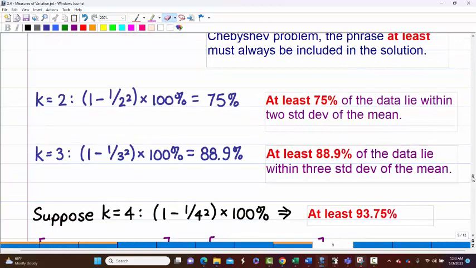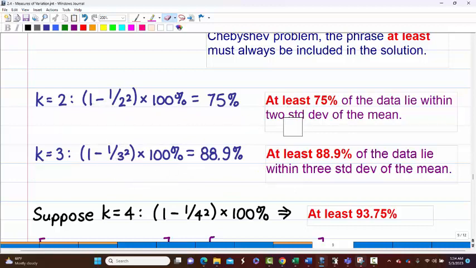Now here it is for 2 and 3. I did the calculation for 4, but I can tell you that anything in the homework or on an exam, I'm either going to use 2 or 3. I'm not going to use anything other than that. But now you don't have to make this calculation. Now you know when it's 2 standard deviations, it's 75%. When it's 3, it's 88.9. But just to show you, there's how you get it.